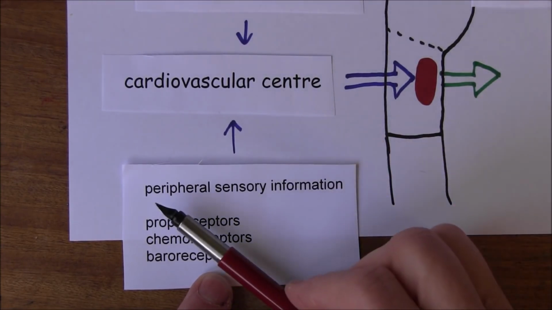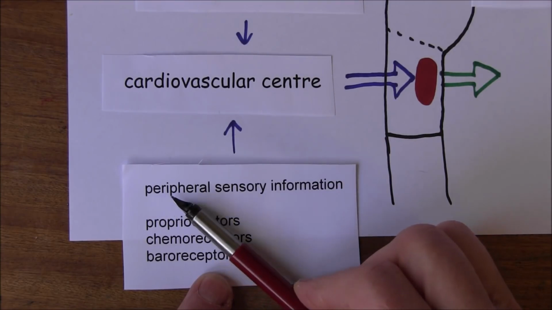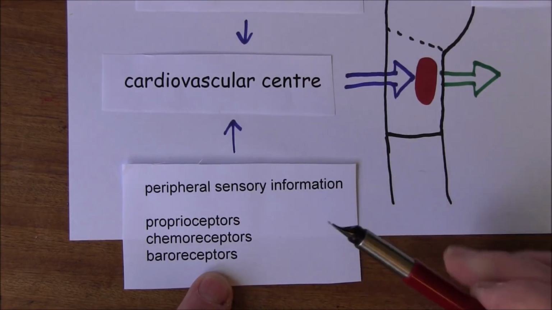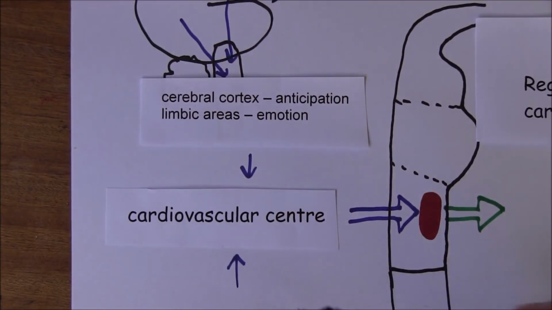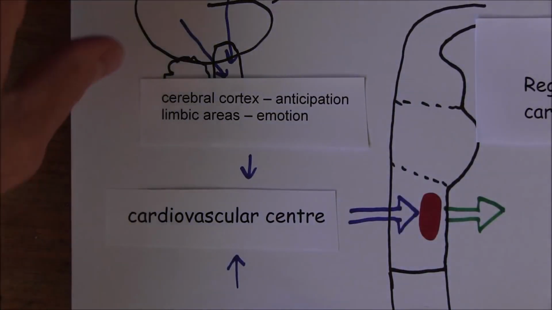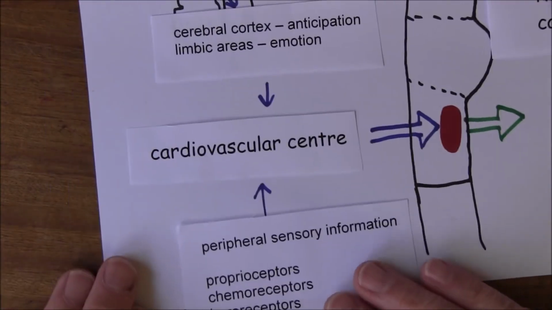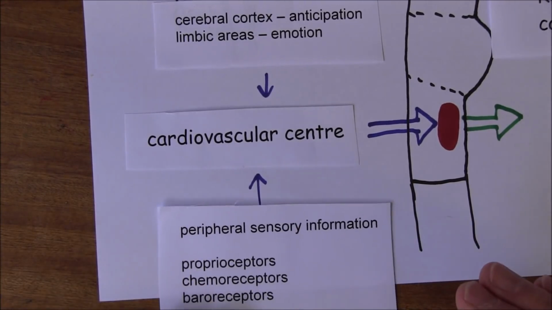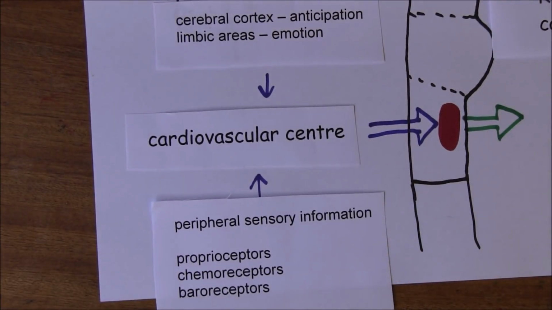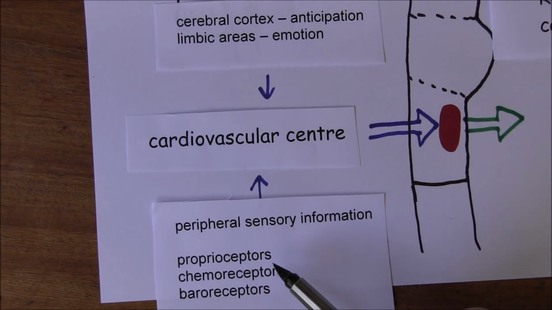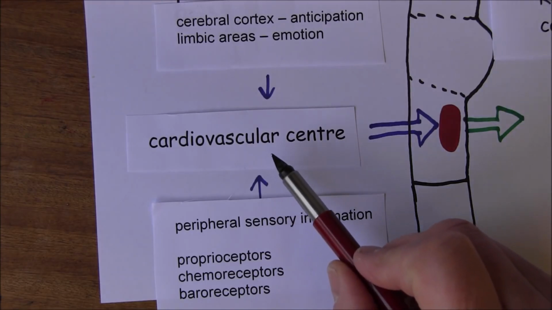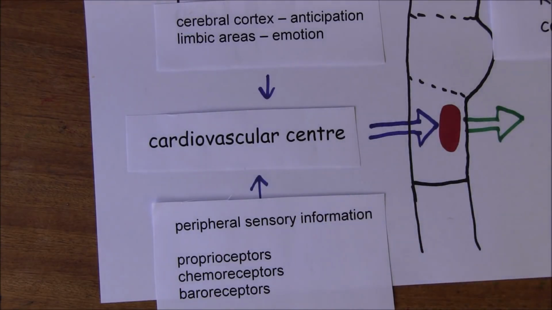So this is coming from the peripheral sensory information coming from the body, as opposed to this one at the top here, which was central information. And the proprioceptors will say, well, we're going for a run now, we're going to need some more energy. And this response is quite fast. So as soon as you start running, the proprioceptors are going to send information to the cardiac centre, and the cardiac centre is going to generate outputs which are going to increase cardiac activity.